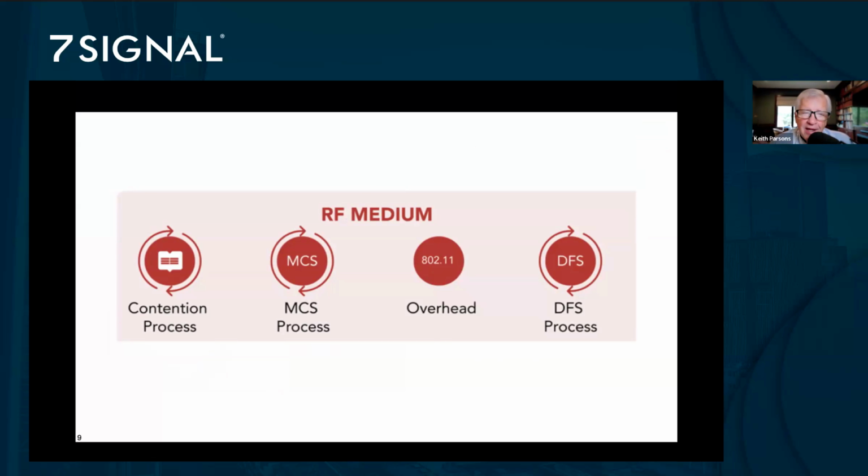Okay. Thank you. This little RF medium one happens for every single frame. There's a contention process. Then there's an MCS process. There's some overhead that 802.11 takes. And if you want to go back and look in the 7signal webinar series, maybe a year and a half ago, I did one on the entire process of just the overhead. So you can go back and look at that one. Anyway, and then we start sending data.